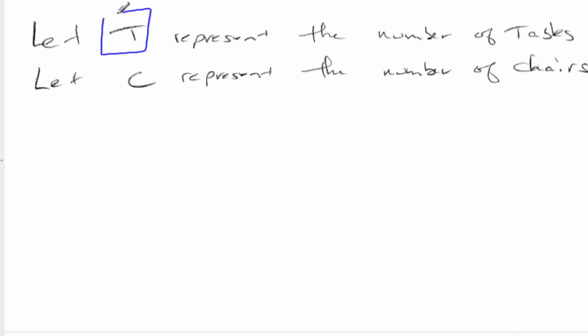Ideally, you use variables that make sense. This is about tables and chairs, so let's use T and C. It just helps with the communication, makes it more clear that T is tables and C is chairs. Helps you remember which one's which.